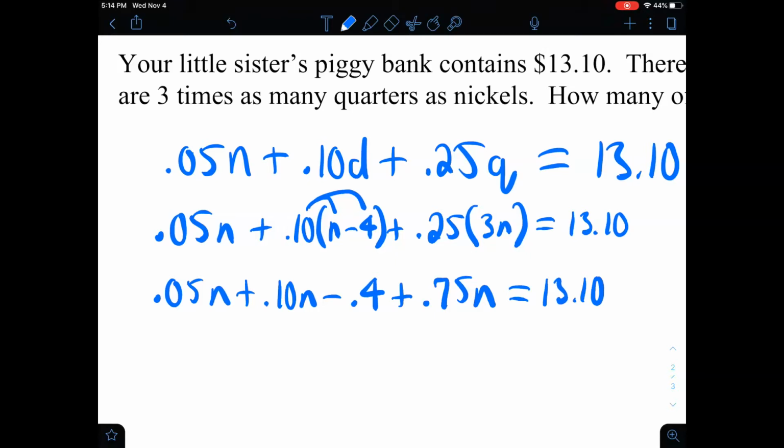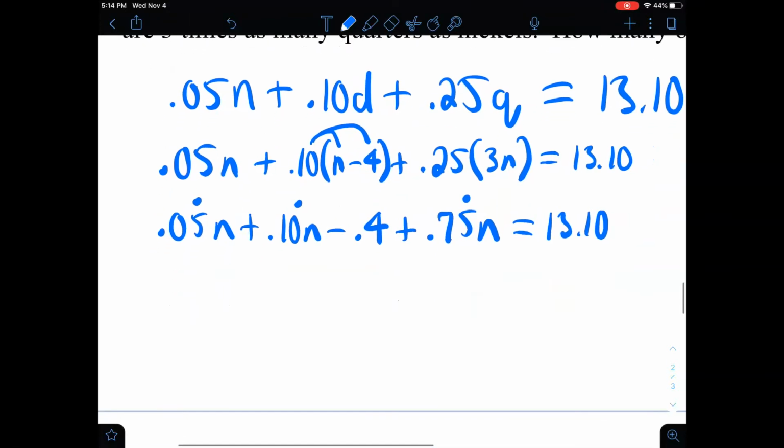So, all right, let's keep going here. Anything else to distribute? No. Any like terms? Yep, we got 0.05n, 0.10n, and 0.75n. And then this is by itself. So that's going to be 0.9n when you combine those, minus 0.4 equals 1310.